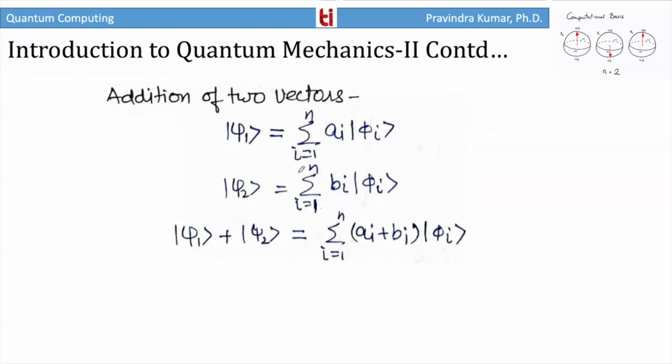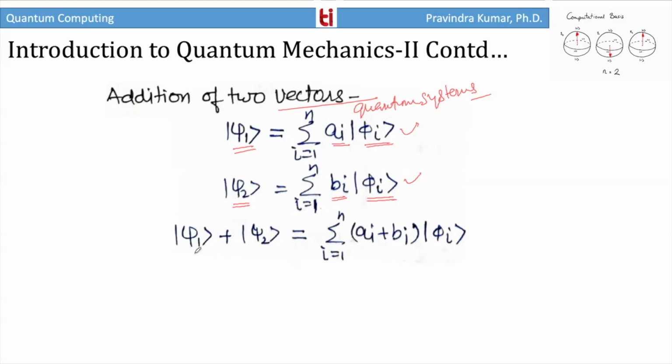Now, addition of two vectors or addition of two quantum systems. If you have two quantum systems, psi 1 and psi 2, the quantum system psi 1 is the sum of probability amplitudes a weighted with the quantum basis phi i, and quantum system psi 2 is represented as the sum of the probability amplitudes b weighted with the quantum basis phi i. Here, in both quantum systems the quantum bases are the same and the probability amplitudes are different.